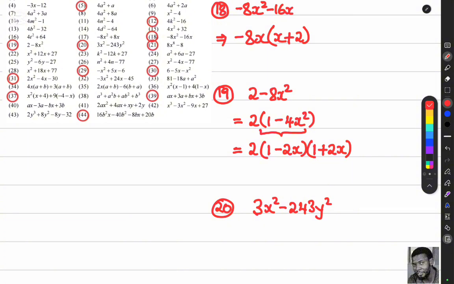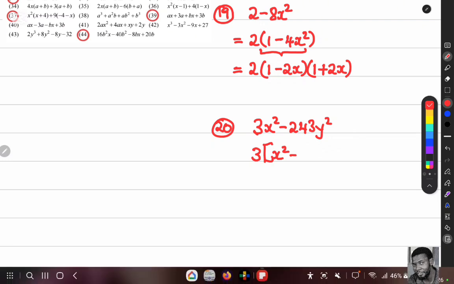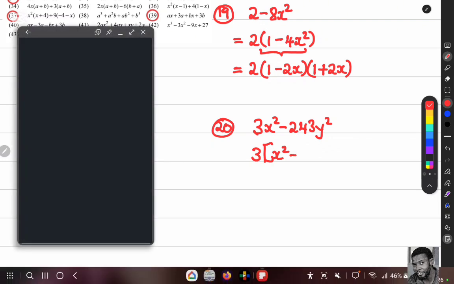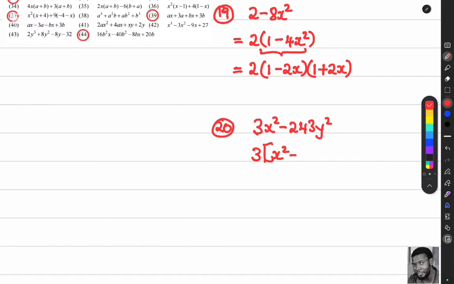So what can you do from there? You need to factor out that 3. So you'll be left with x squared minus, let's check that, 243 divided by 3. The 243 divided by 3, that will be 81. That will be 81y squared.